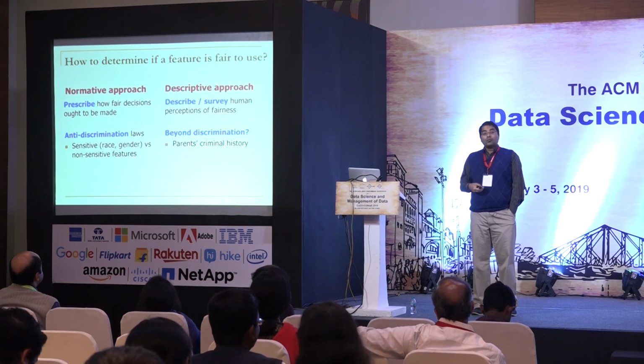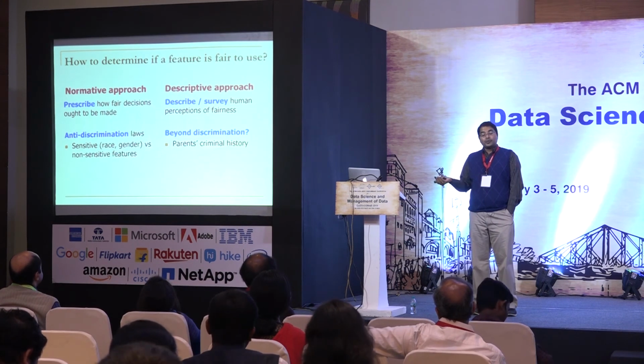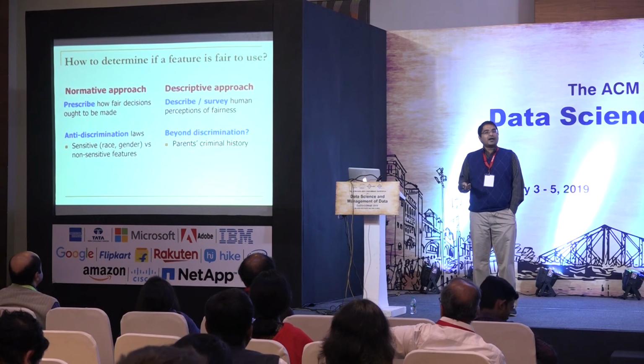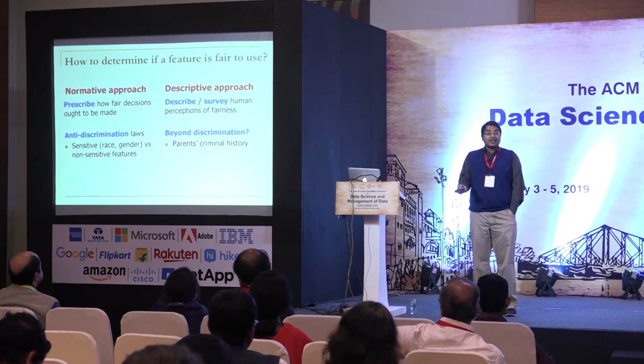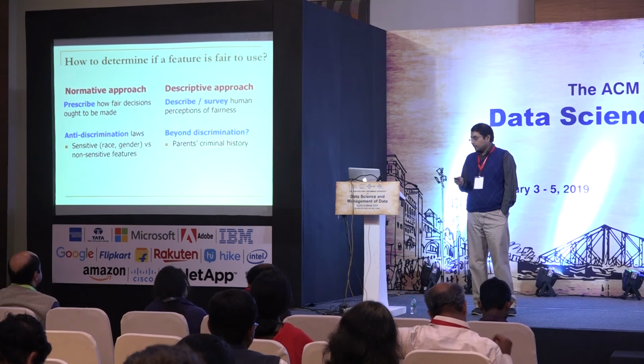For instance, one of the features that could be used in the prediction of Compass is parents' criminal history. Now, how do we feel about that? It might well be possible that your parents' criminal history has a causal relationship with your criminal history. But just because it is causal, are we comfortable with it? And if we are not, how do we account for it? And how do we think about these things?